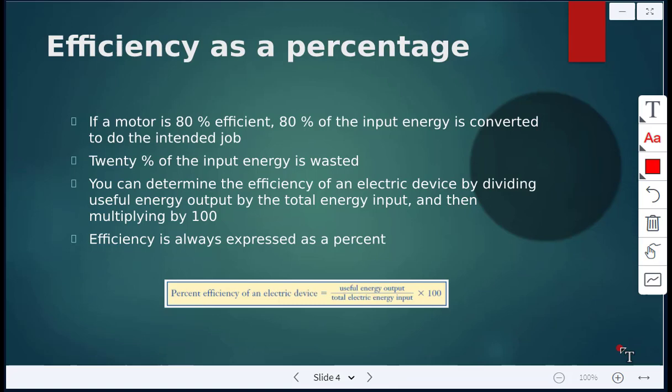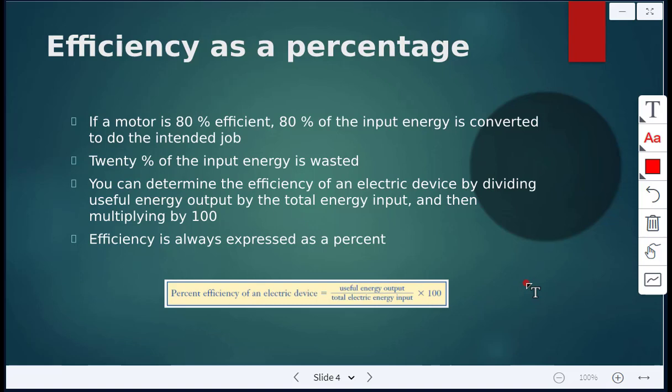All right, so now we're looking at efficiency as a percentage. If we're looking at a motor, for example, and it's 80% efficient, that means 80% of the input energy is converted to do the intended job. If it was a motor, the intended job would be for the movement. But that means 20% of the input energy is wasted. So 80% efficient, 20% is the wasted energy. Remember, efficiency as a percentage is out of 100.